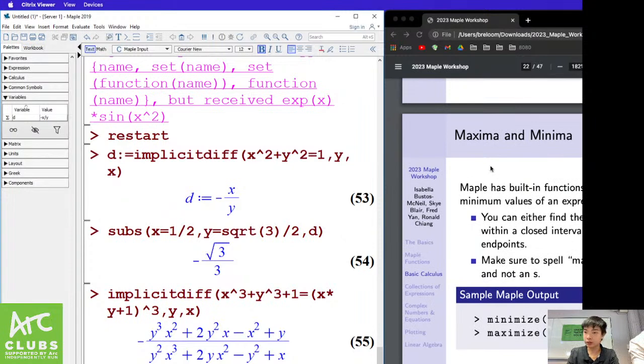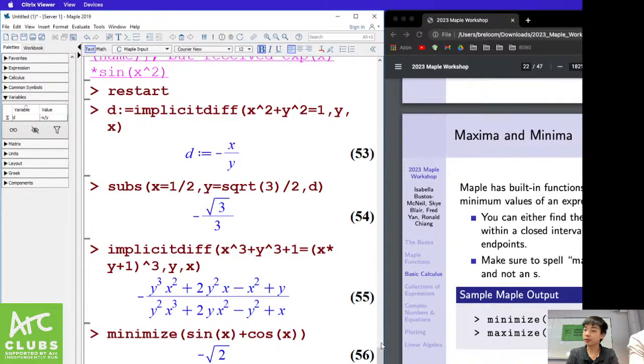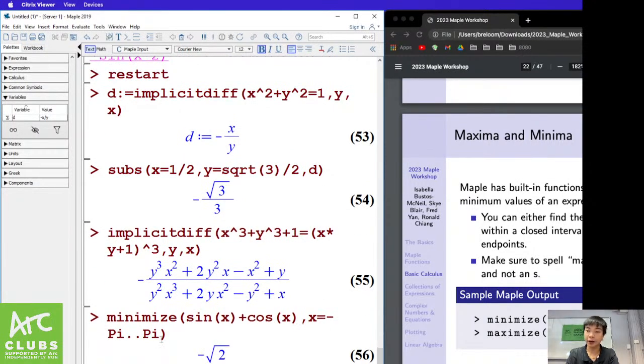So what we can do is we also can find minimas and maximas of different functions. The way we do that is we use minimize if we want to find the minimum. Then we can give it a function such as sine x plus cos x. If we don't give it a range, it just finds the global minimum. But if you specify a range such as x from minus pi, you might see a dot dot here. That means go from the first number to the number after the 2 periods. So that means find the extremum between minus pi and pi.